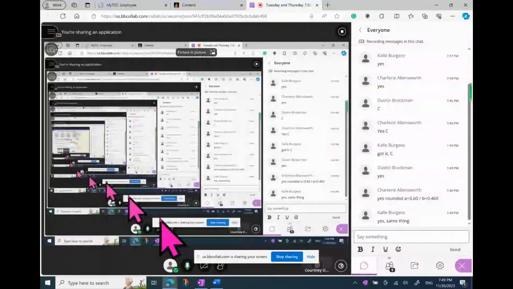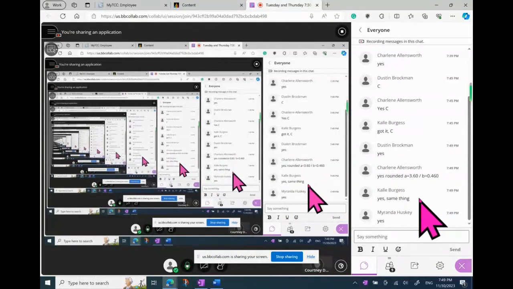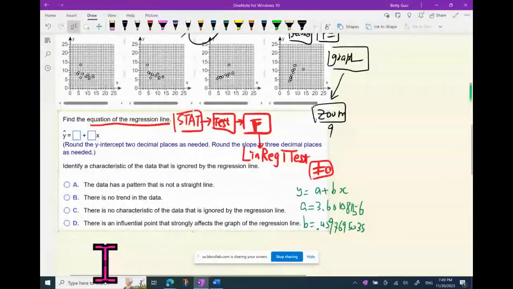I really think the only trouble part for me is to enter those values. All other things are pretty straightforward. Awesome, very good. Yes, rounded to A is 3.60. Let's see the rounding requirement here.